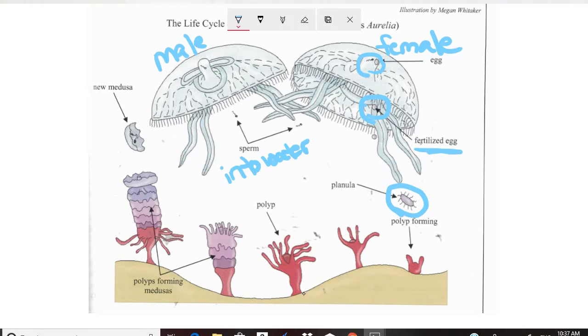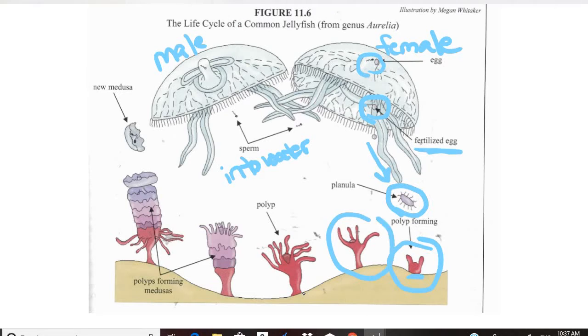Okay, so it gets released from the tentacle, and in that form it is called the planula. That planula will then plant itself on the bottom of the ocean floor, and it will start to grow. And in this form, it is called a polyp. So all of these are polyps. Okay, they grow. As they're growing, they're called polyps.